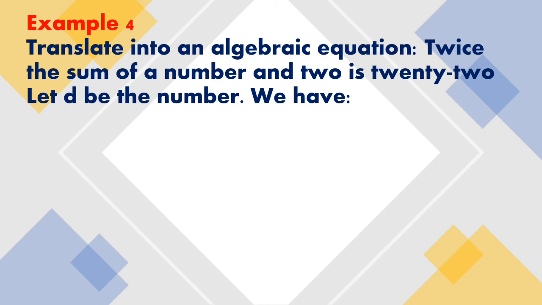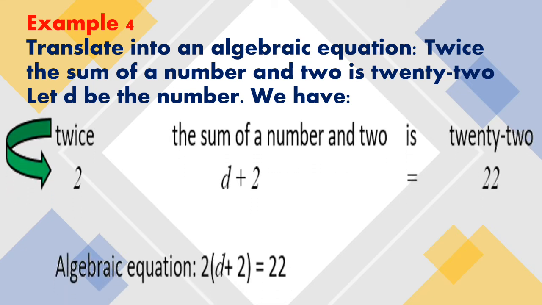Example number 4. Translate into an algebraic equation: twice the sum of a number and 2 is 22. Let D be the number. So we have 2 times the quantity D plus 2 is equal to 22.